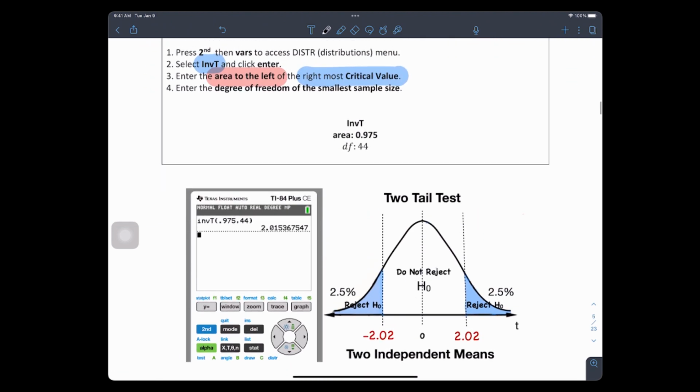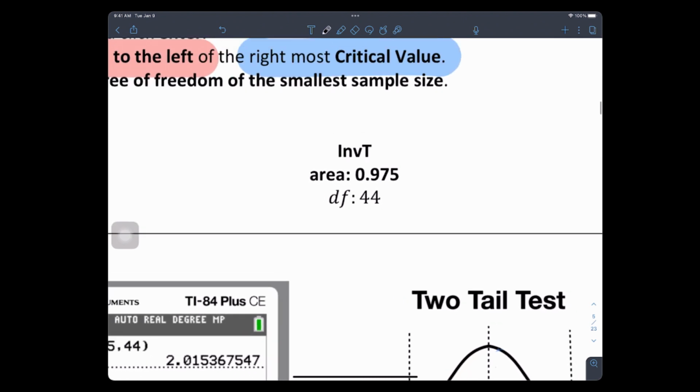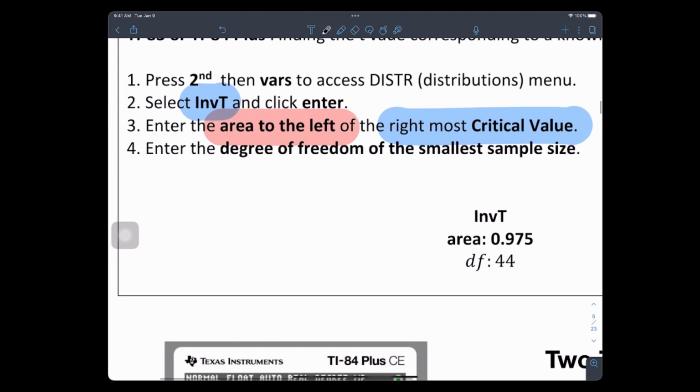So this is why you see 0.975 for the area, because that's how they defined it. But then notice what's the degree of freedom? It's the degree of freedom of the smallest sample size. You're going to have 2 samples. So let's see why it's 44.